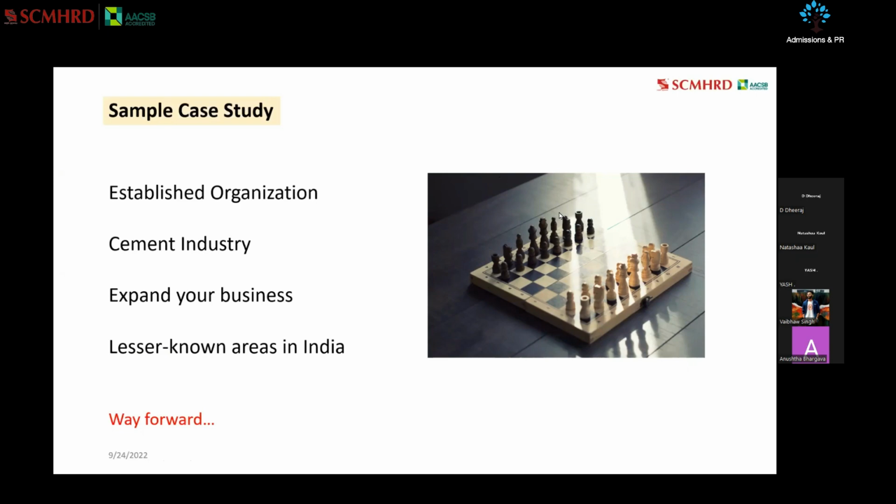Yeah, so I think I will first do a competitor analysis. It means in these lesser known areas, which competitors are there, at what price they are selling, and what products they are delivering. There are many kinds of products, different types of cements. So what are the cements they are targeting there?